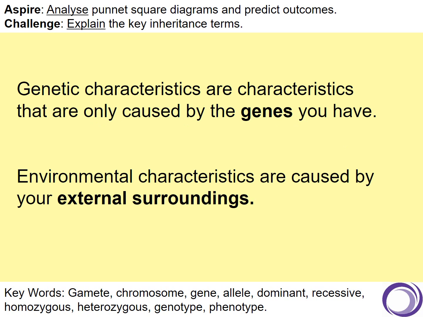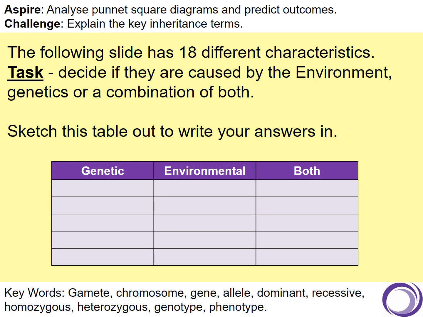So just to remind us, genetic characteristics are characteristics that are only caused by the genes you have. Environmental characteristics are caused by your external surroundings. The following slide has 18 different characteristics on it. You're going to decide if each one is caused by the environment, genetics, or a combination of both. So very quickly, sketch out a table. You're going to have 3 columns. The first column is going to say genetic. The second column, environmental. The third column can just say both.